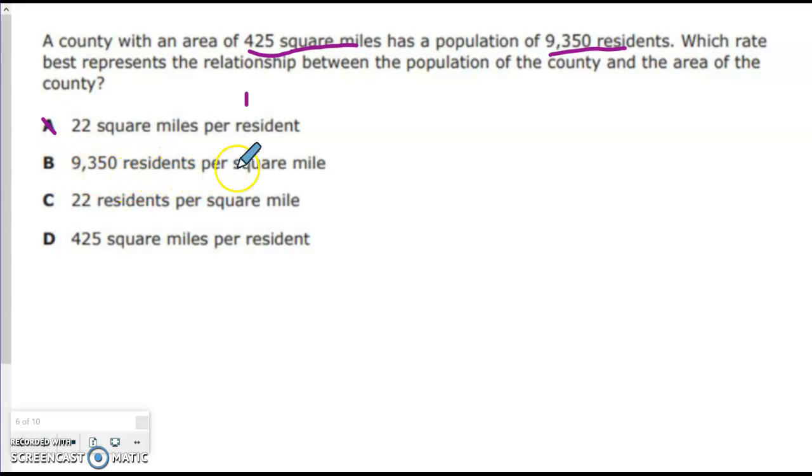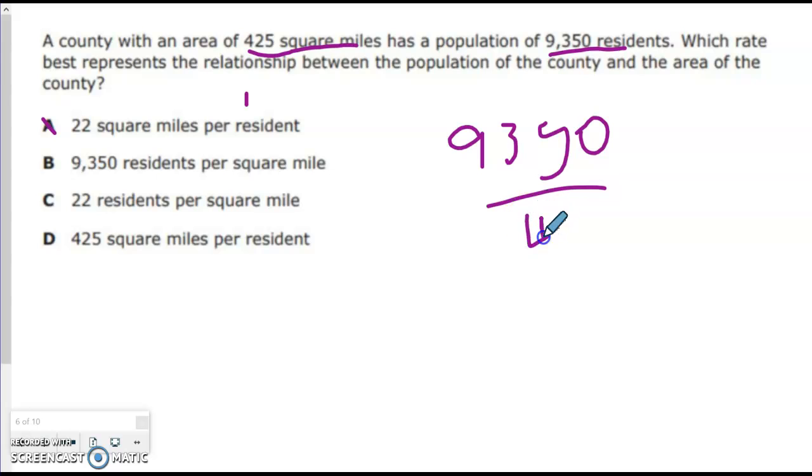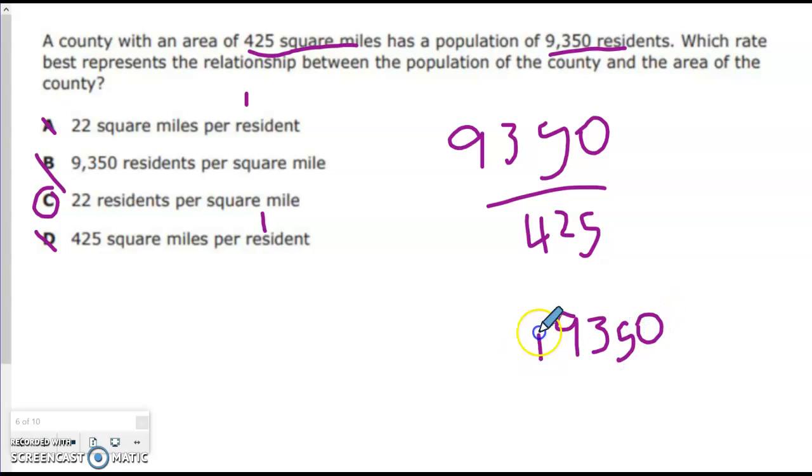B says 9,350 residents per square mile. Well, that's not true. It's 9,350 per 425 square miles. So to say that many is in just 1 square mile, that does not make sense either. 22 residents per square mile, maybe, and then 425 square miles per resident. Per means just that one resident, so that does not make sense. So even without doing the math, we can figure out that C makes sense. But if you were to divide 9,350 by 425, you would get 22 exactly.